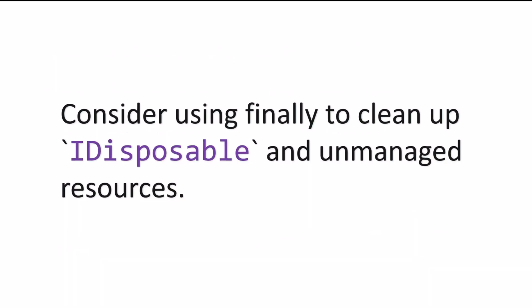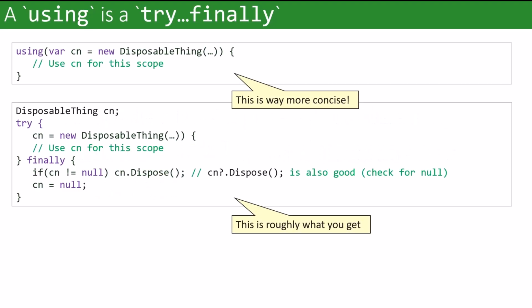Consider finally to clean up IDisposable and unmanaged resources. So this may be a little bit of a journey, but follow along for just a second. So a using is a try finally in all but name. And you can see the structure of what C# really does for you. The using statement is what the designers of .NET and the C# language call syntactic sugar. So under the covers, it's going to generate some variation of that bottom piece of code, but golly, isn't the first thing a ton more readable?